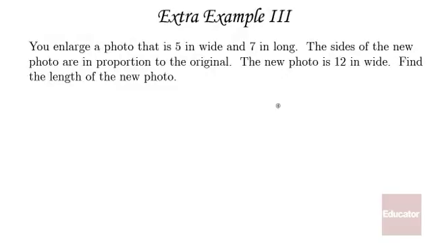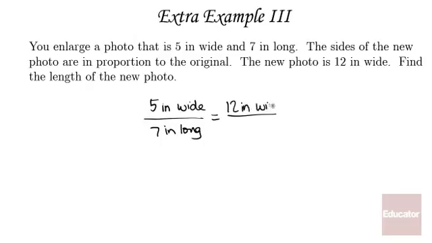You enlarge a photo that is 5 inches wide and 7 inches long. The sides of the new photo are in proportion to the original. The new photo is 12 inches wide. Find the length of the new photo. So I have 5 inches wide, and that relates to 7 inches long. That's the original photo. And the 5 inches, which is in proportion, relates to the 12 inches wide. And so what we're finding out is the new length. So I'm going to call that L for length.